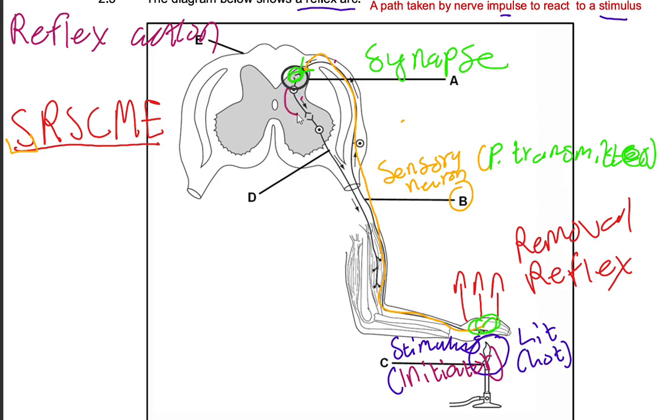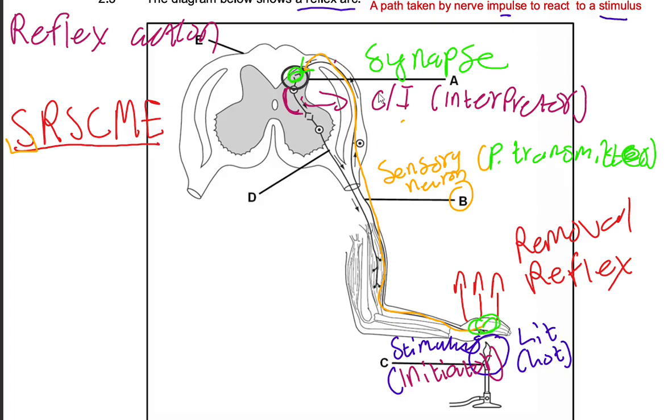We also have this part right over here, right? This part is what we call the connector or the interneuron, right? Now the interneuron is in the spinal cord, where the interpretation of the nerve impulses is done. All right, so we can basically consider the connector neuron or the interneuron as our interpreter, right?